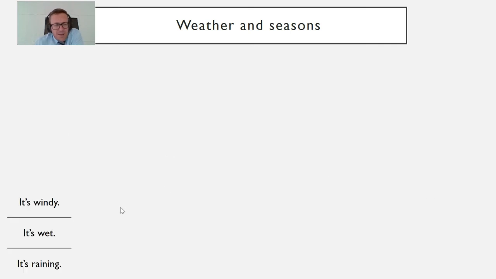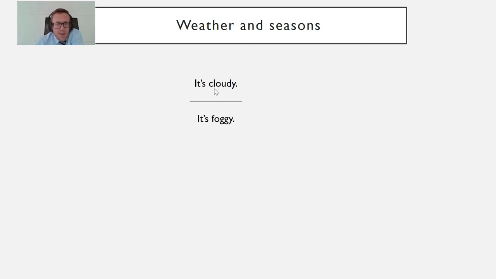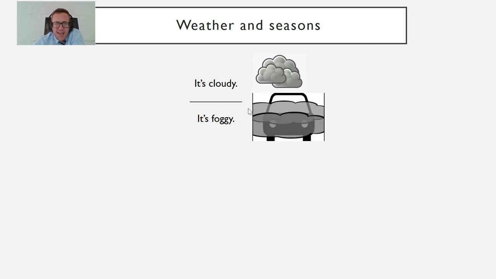Then these ones are usually with bad weather. So we have it's windy, so when it blows through. It's wet and it's raining are similar, so it's when the rain falls down, so wet and windy. These two are similar. It's cloudy, it's foggy. So cloudy, the cloud is in the sky. Foggy is when it's down low, usually in the morning, and it can affect your driving or walking.